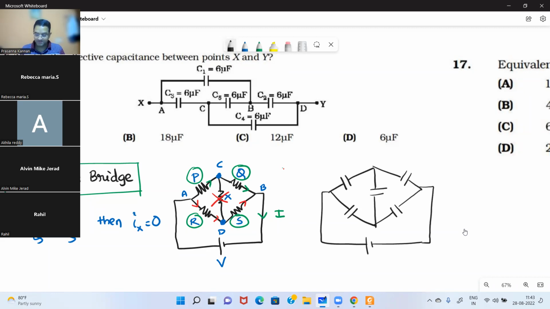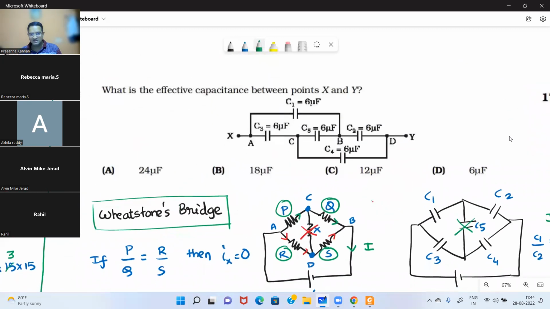let's say this is C1, this is C2, this is C3, this is C4 and C5. Suppose the ratio of the capacitances C1 and C2 is equal to that of C3 and C4. C1 by C2 is equal to C3 by C4. Then no charge is stored in the capacitor C5. So if C1 by C2 is equal to C3 by C4, then this capacitor can be removed from the circuit and it can be analyzed. All right, so this is the concept we are going to discuss in this question.